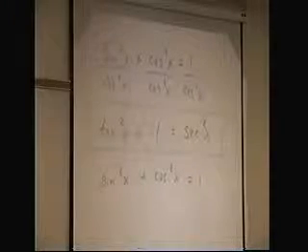Now take the original, sine squared x plus cosine squared x equals 1, and divide everything by cosine squared x. Sorry, sine squared x. Divide everything by sine squared x this time. What's this? What's this?